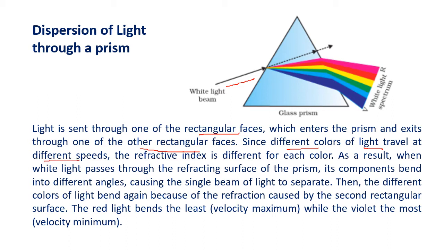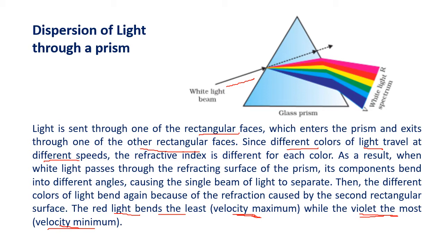So you can see here, red light has the maximum velocity, which means the light does not change much, so the bending is least. For violet, the velocity becomes minimum, so it bends the most. Violet light bends the most because the velocity changes a lot. For red light, the velocity does not change much, so it bends very little.